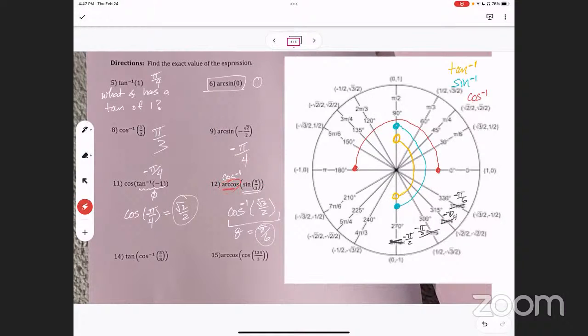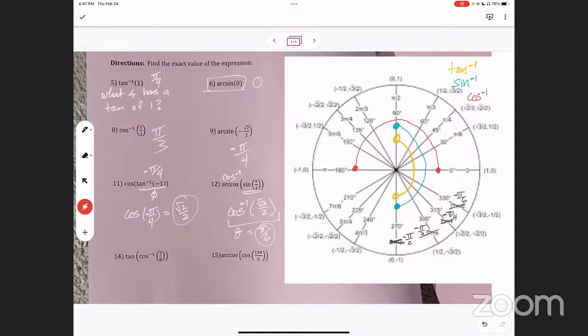And number 12, the outer function is asking for an angle, because anytime it gives you this, it's asking for an angle. It means what angle has a tangent of 1? What angle has a sine of 0? What angle has a cosine of 1/2? What angle has a sine of negative root 2 over 2? Now this is saying, what's the cosine of this angle? So that's a ratio between -1 and 1. This one's saying, what angle has a cosine of this ratio of root 3 over 2?